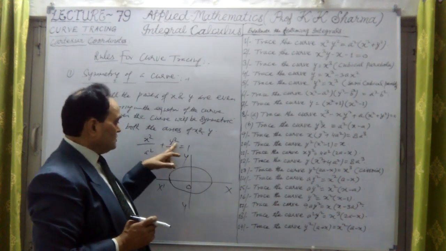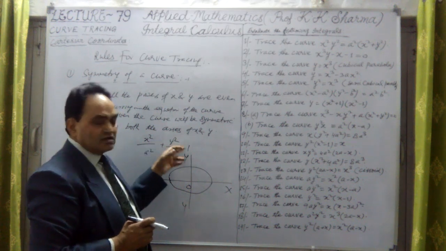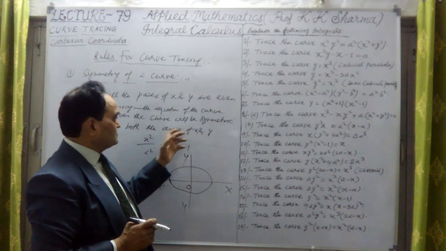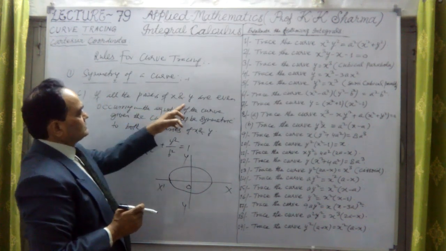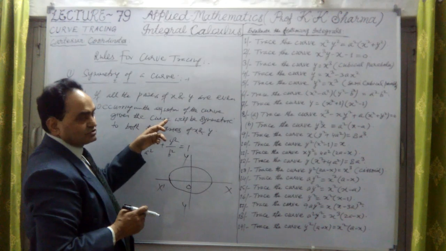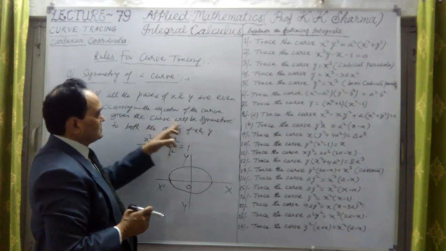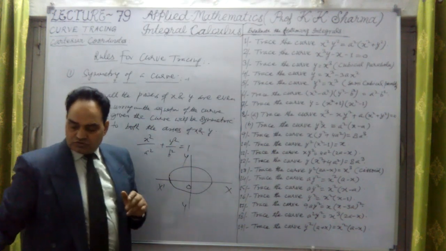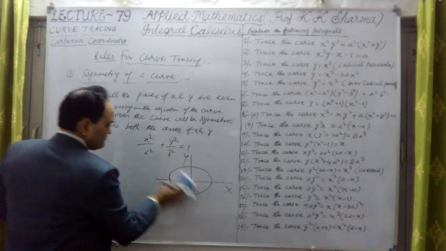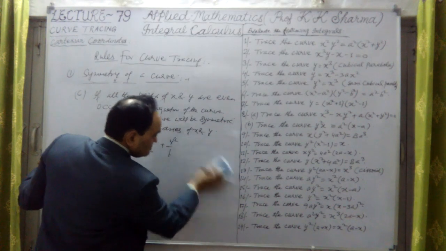In this case, the powers of x and y are all even. If all the powers of x and y occurring in the equation of the given curve are even, the curve will be symmetric to both the axes of x and y. So this is the third point, C.